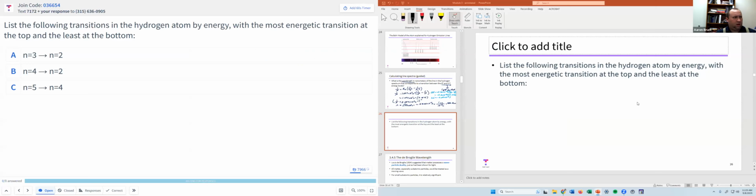All right, so for the last one here, this last bit, we're going to actually need to go to Top Hat for this. And so in Top Hat, you have this question. We're looking at the question over here, and the question asks, which of the following transitions is the most energetic and which is the least?